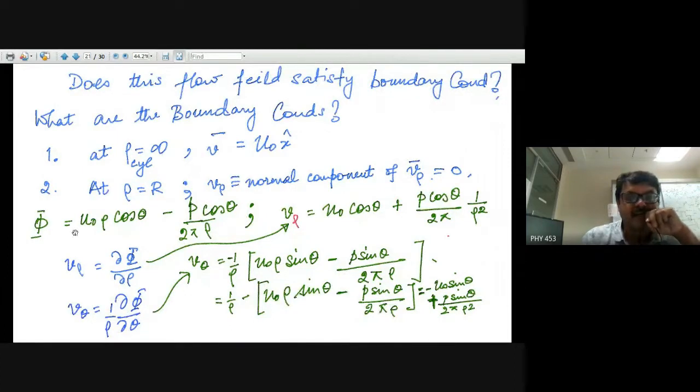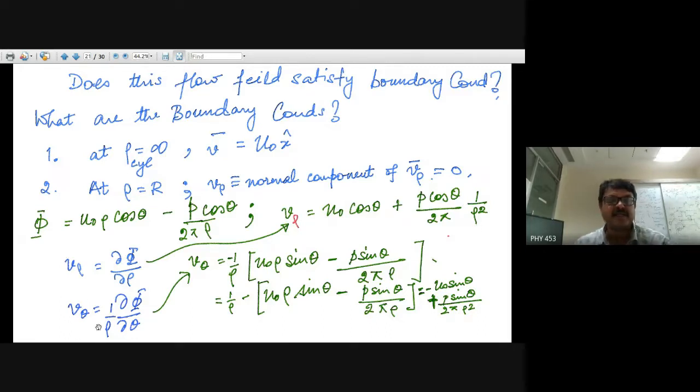So the phi is u0 rho cos theta, right? And minus p cos theta over 2 pi rho. Now we can calculate the velocity field of this resultant scalar potential, and that is del phi by del rho. If you calculate that, you will get rho squared from here, because you're taking a derivative of 1 by rho with a minus sign, and hence this minus will become plus, and this is p cos theta over 2 pi rho squared.